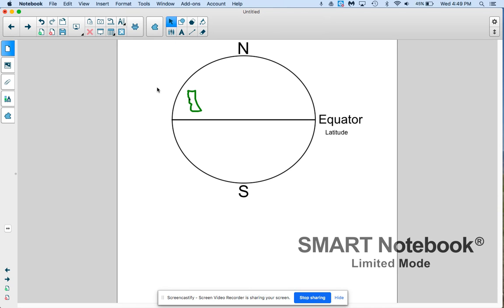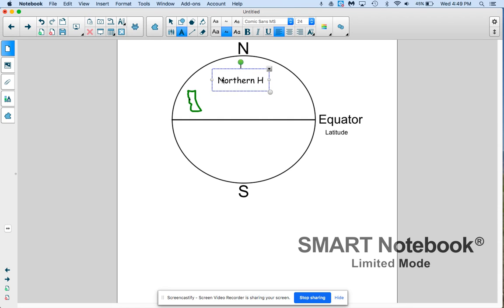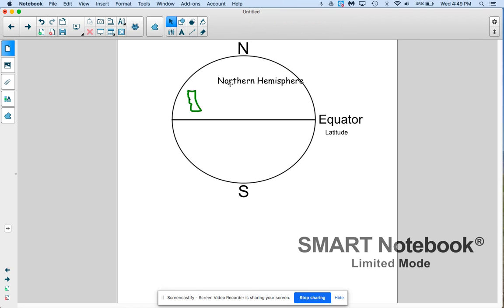And if I were to ask you, what hemisphere is California in? You would say it is in the northern hemisphere. Perfect. California, all of it, is in the northern hemisphere because it is above the equator. So that's northern and southern hemisphere divided by the equator, which is a line of latitude.